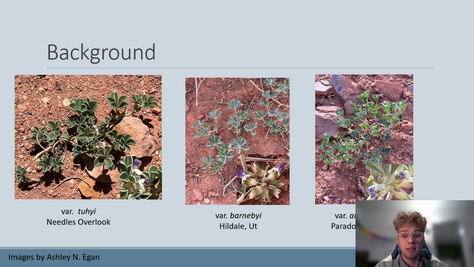There's three different varieties of Pediomelum aromaticum, and these photos, all taken by Dr. Ashley Egan, show us what the varieties kind of look like. On the left, we have variety 2EI, which is a bit more flat and makes mats along the ground. In the middle, we have variety Barnabii, which is kind of like a hybrid. It is flat and a little bit taller. On the right side, sorry, I'm cutting it off a little bit, we have variety Aromaticum, which is a lot more upright and a lot more erect.